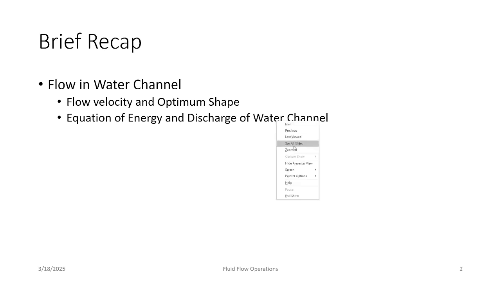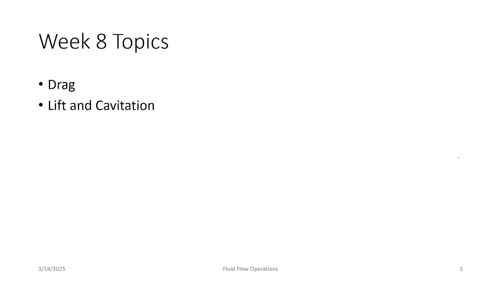Last week, in week 7, we discussed flow in water channels, in which we discussed flow velocity and also the optimum shape for a flow channel, and then we also discussed the equations for energy and discharge in a water channel. So this week we'll be discussing drag and lift along with cavitation as well. First let's discuss drag, and then we'll go to cavitation.